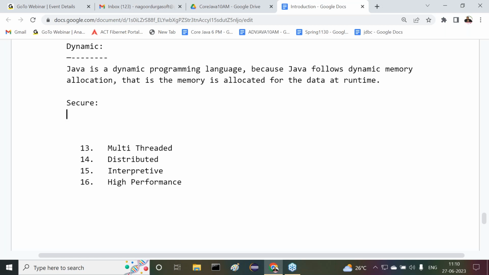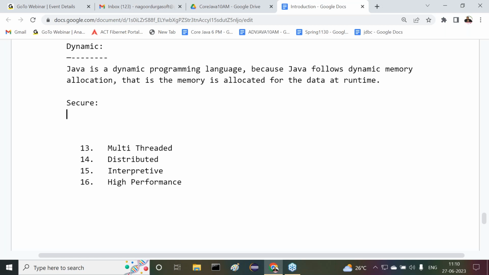But how is Java a secure programming language? I want to give more information to you. We need to understand more points. Java is able to provide security in every corner of the application. Majorly, Java is providing security at 3 levels. What are the 3 levels of security that Java is providing?